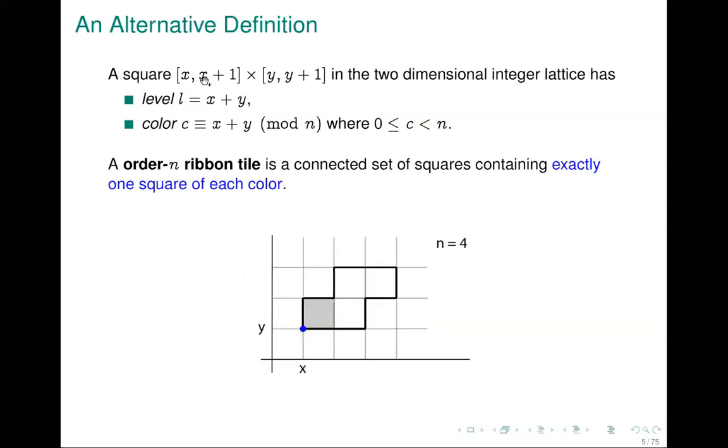Maybe another way to define it is to consider a two-dimensional lattice, and here is a square, and we can talk about the level and the color of the square using its left bottom corner. For this square, we observe this point. Its level is simply the sum of the two coordinates x and y, and its color is defined by its level mod n, where n is the order of ribbon tiles. So for every square, we have n possible colors.